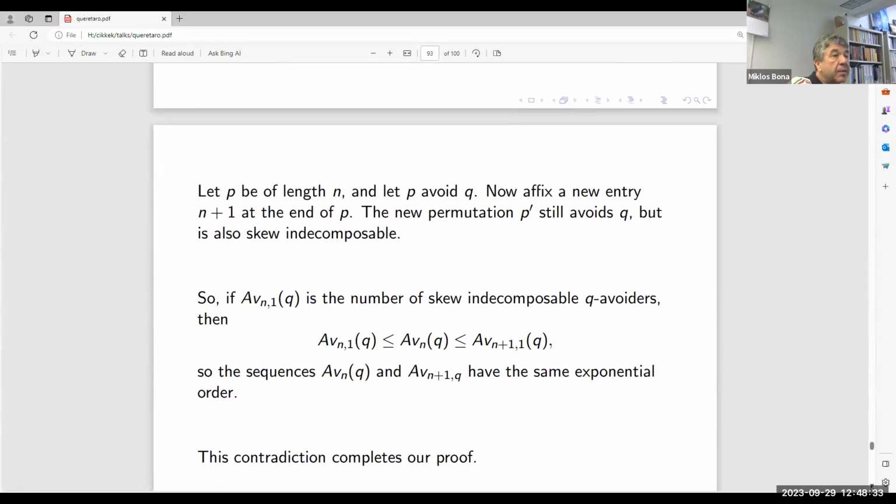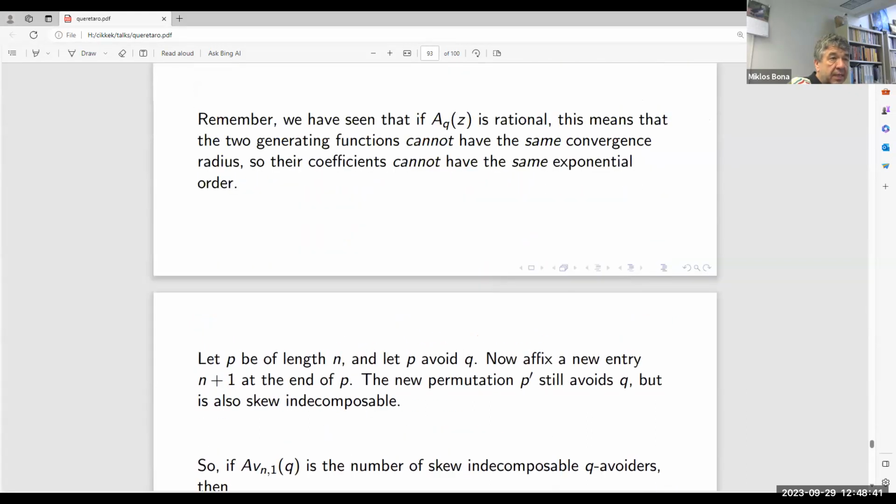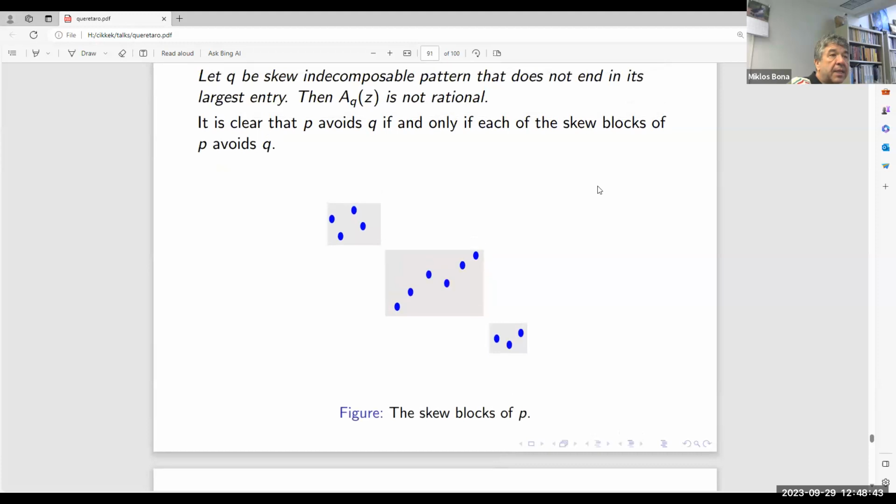And it is not, because here is the big idea. Take a permutation of length n and let it avoid q. Now put a new entry n+1 at the end, the largest entry here. Then the new permutation is now skew indecomposable because there is an n+1 at the end.